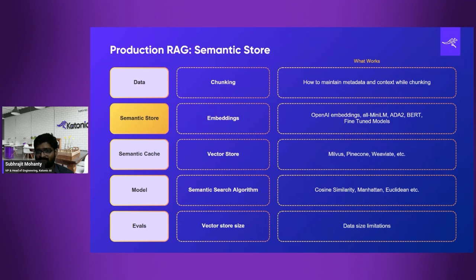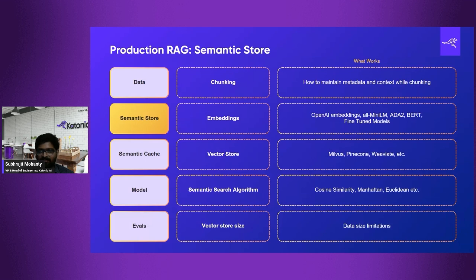First of all, we have chunking. Think of chunking as breaking down data into bite-sized pieces, but with a twist. We need to keep all the metadata and context intact. It's like slicing up a pie while making sure every piece still tells the story.